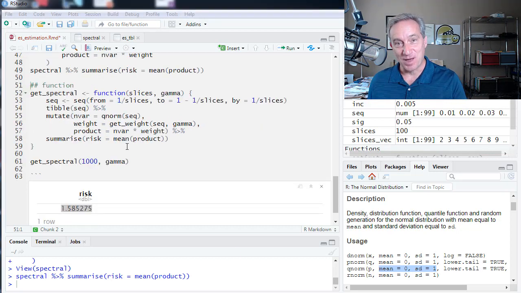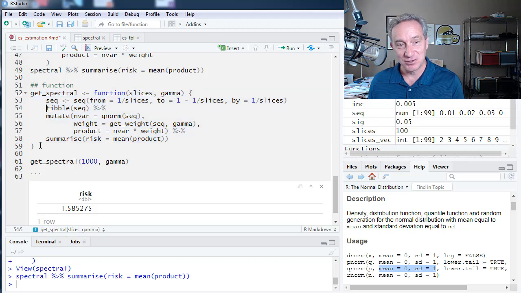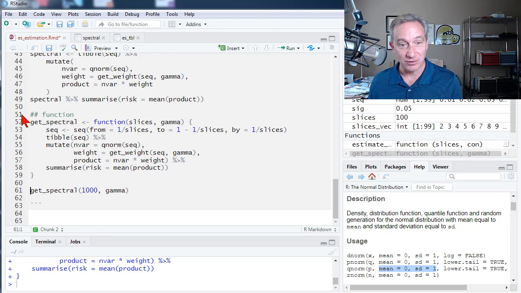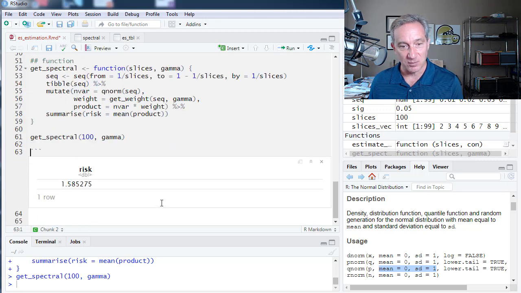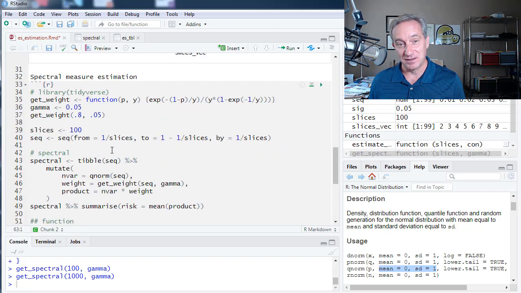And so if you've bothered to stay with me so far, you probably know what I do next. I'm not going to retype it for you in real time because I just copied it into a function called getSpectral, again trying to use a verb, good practice. And now I can call getSpectral for each value of the number of slices. If I go back to the 100, that's that same 1.58, but I can increase it to 1,000 slices and I get 1.819. So that's basically the execution of both the expected shortfall and the spectral measure in the R code.